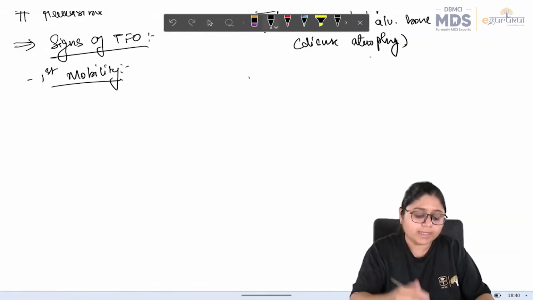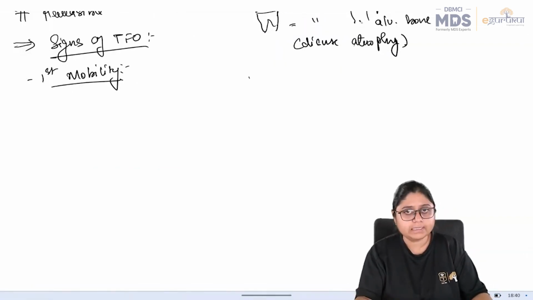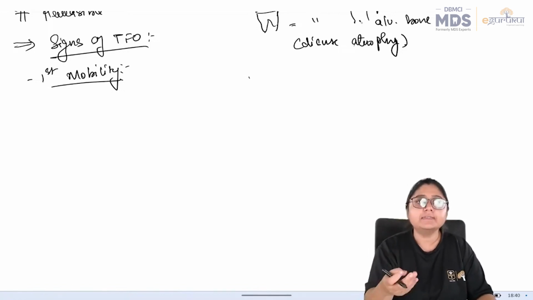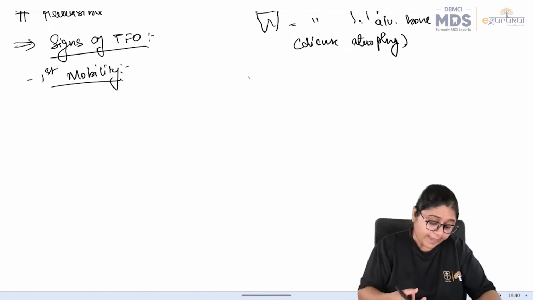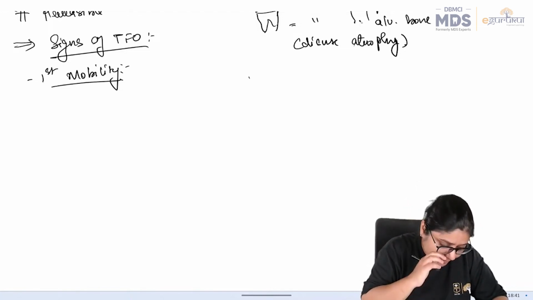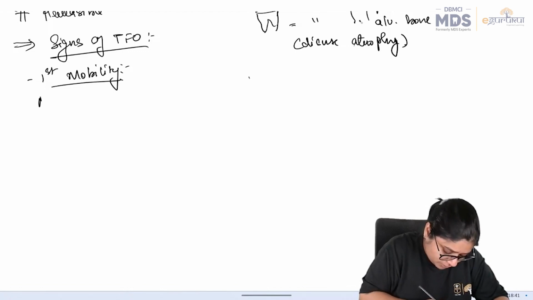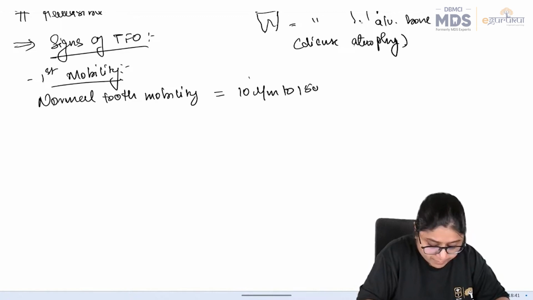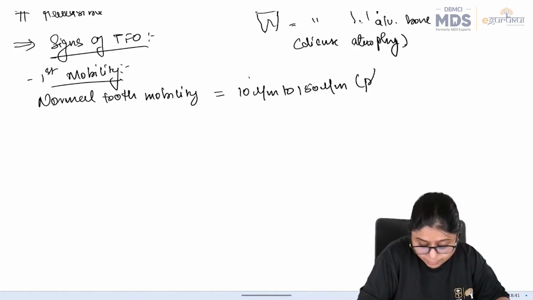Okay, clear guys? So these were the signs of trauma from occlusion. So what are the signs of trauma from occlusion? Mobility is there, pathologic migration is there, bone dehiscence is there, wear facets are there, then abfraction is there. So these are the signs. And now in mobility, let me tell you some more things. So normal tooth mobility is between 10 micrometers to 150 micrometers. This is called physiologic tooth mobility.